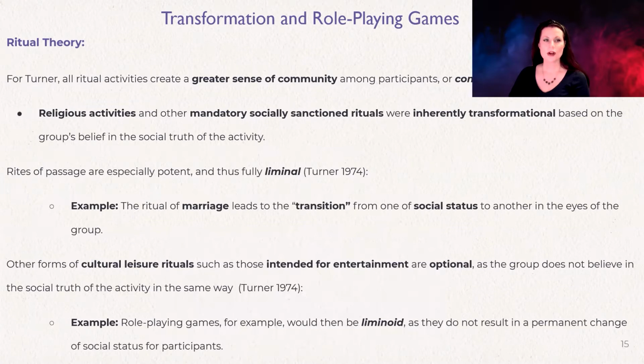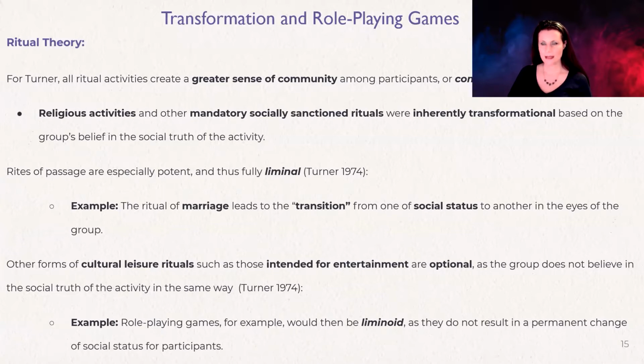So for Victor Turner, all ritual activities create a greater sense of community among participants, or communitas, as he called it, which is this sense of camaraderie, sense of connection that people who take part in this ritual experience. And for him, communitas is especially created in religious activities and other mandatory socially sanctioned rituals. These are inherently transformational in a way based on the group's belief of the social truth of the activity.